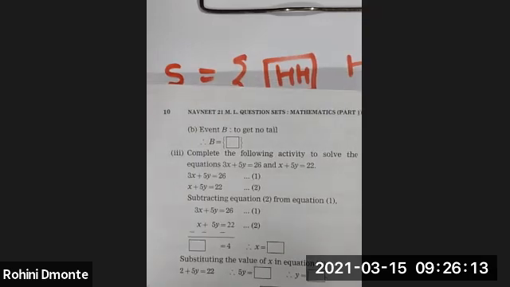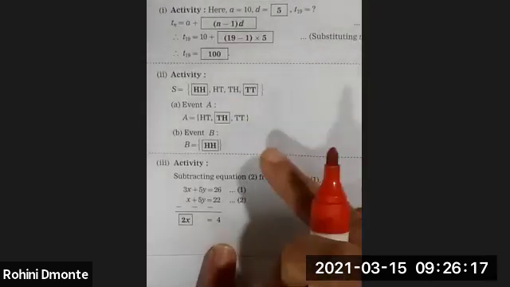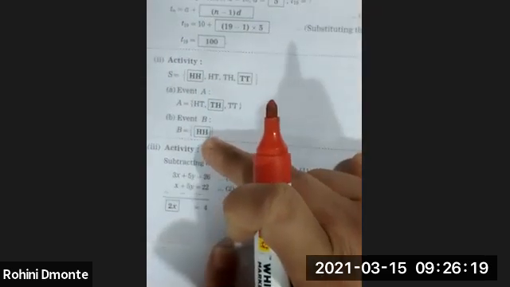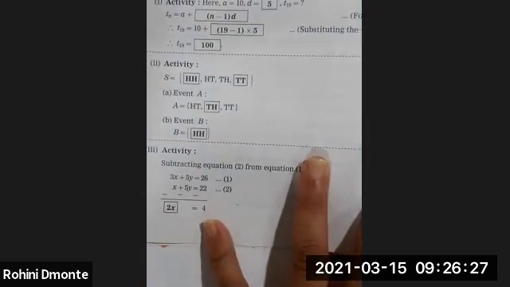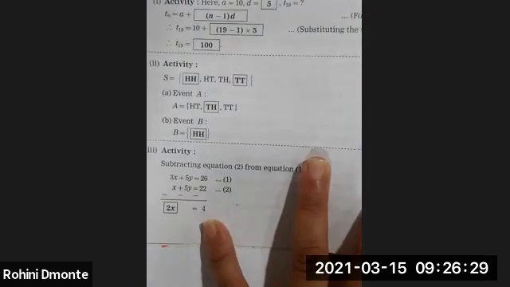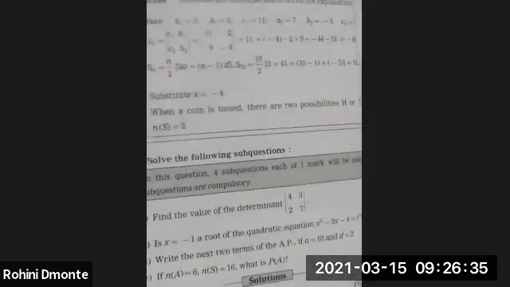So what will be your answer? Yes, students. What will be your answer? Your answer will be head-head only. We want only and only heads. We don't want tails. So the answer will be head-head. I'm not writing this out, students, because I want to complete this paper. Okay, now let us move to the next activity.